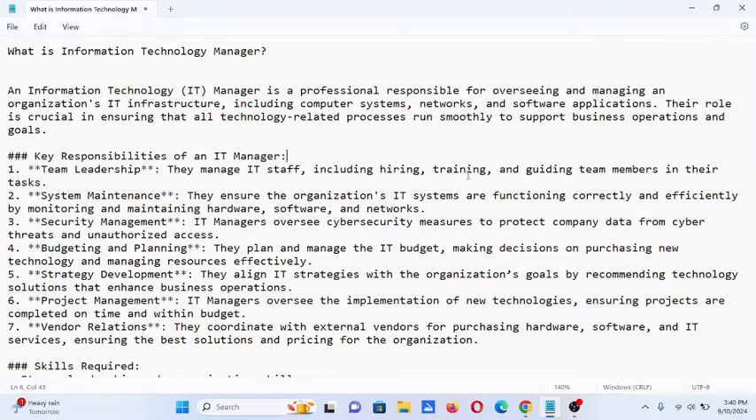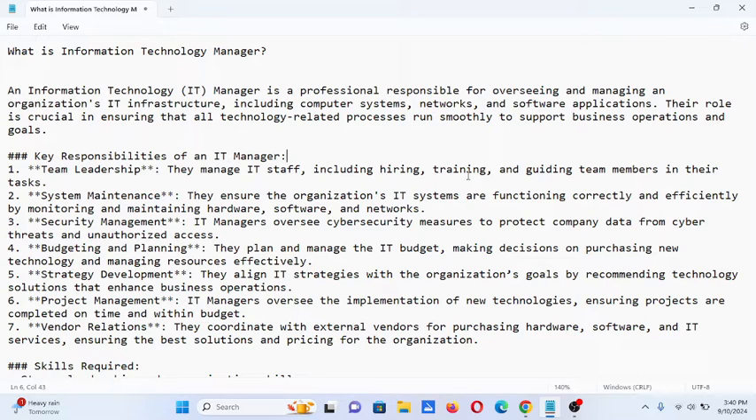Number four, budgeting and planning. They plan and manage the IT budget, making decisions on purchasing new technology and managing resources effectively. Number five, strategy development. They align IT strategies with the organization's goals by recommending technology solutions that enhance business operations.